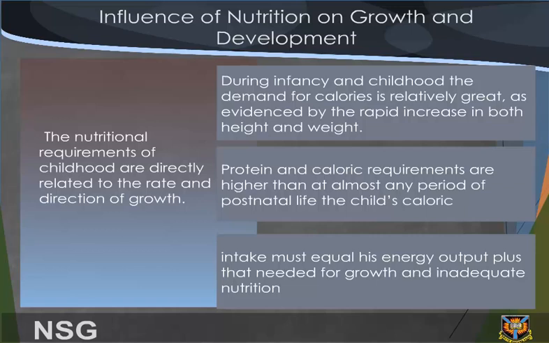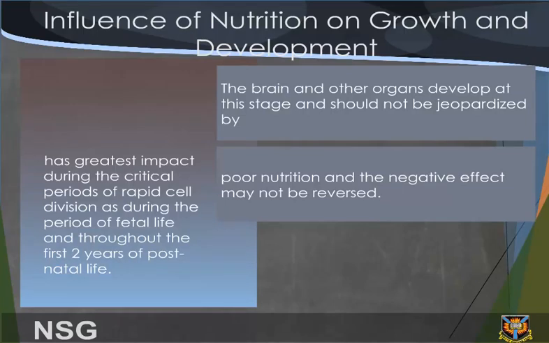During infancy and childhood, the demand for calories is relatively great, as evidenced by the rapid increase in both height and weight. Protein and caloric requirements are higher than at almost any period of postnatal life. The child's caloric intake must equal its energy output plus that needed for growth, and inadequate nutrition has greatest impact during the critical period of rapid cell division, as during the period of fetal life and throughout the first 2 years of postnatal life. The brain and other organs develop at this stage and should not be jeopardized by poor nutrition, and the negative effect may not be reversed.